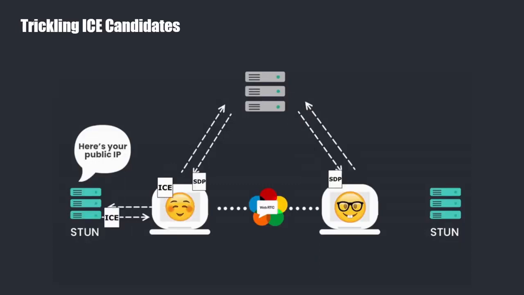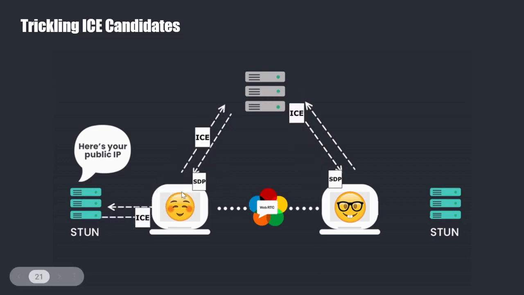Now, I wanted to talk about one more thing, and that is trickling ICE candidates. How you send over ICE candidates is up to you, but there are a few ways you can go about doing this. Let's take a look at this process all over again, and I'll try to break this down. When we first create our SDP offer, we also make a series of requests to a STUN server to generate our ICE candidates.